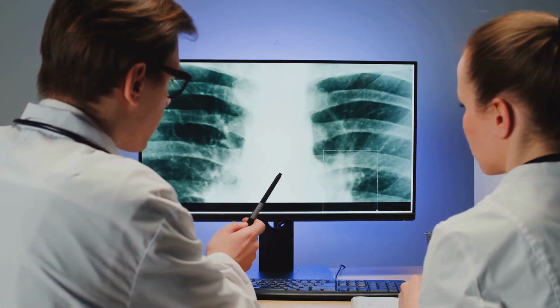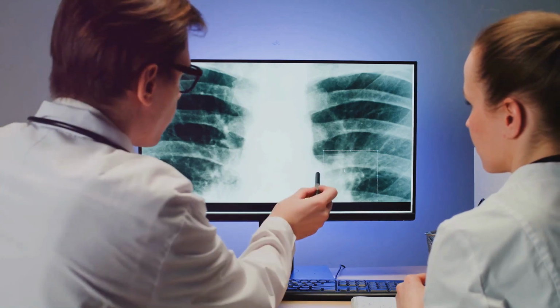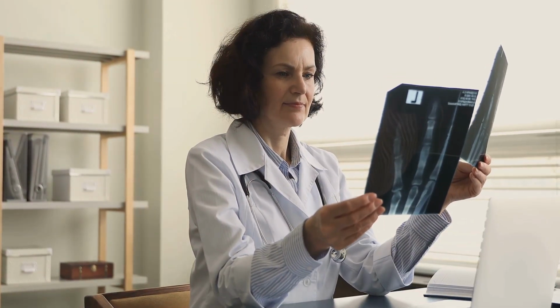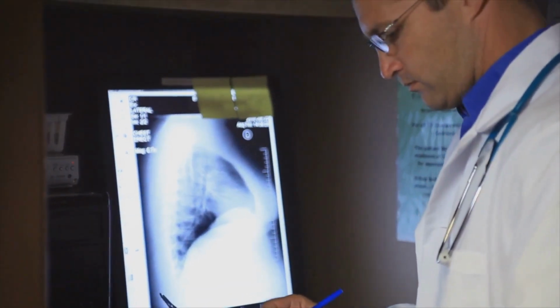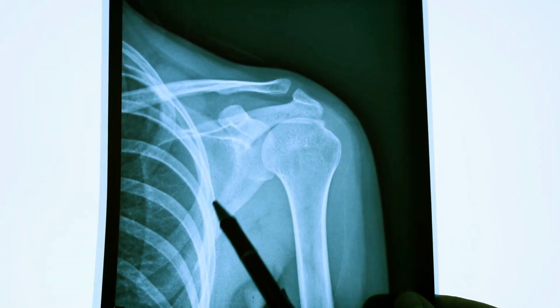Interpreting a shoulder X-ray involves a systematic approach. Check patient details. Ensure the X-ray belongs to the correct patient. Verify the date and time the X-ray was taken. Assess image quality. The image should be clear and in focus. It should include all relevant anatomy.